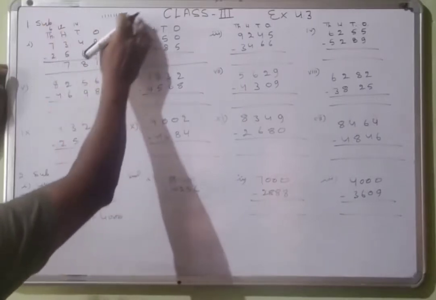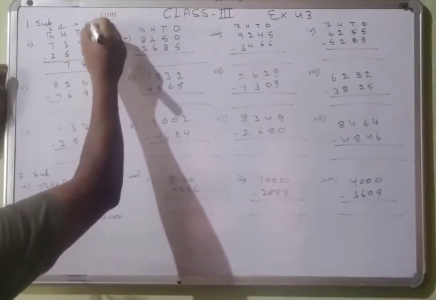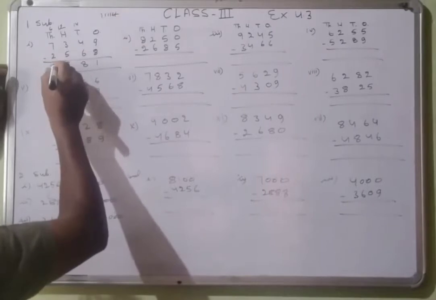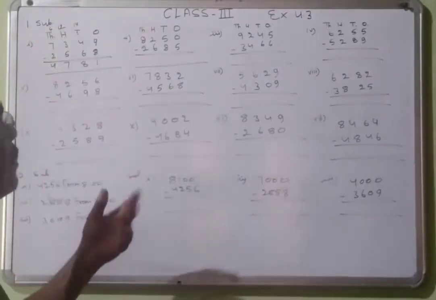Now 6 less 2. 6 less 2. 1, 2, 3, 4, 5, 6. Less 2. That will be cancelled. 1, 2, 3, 4 is left. Right? Similarly here you can do it on fingers also.